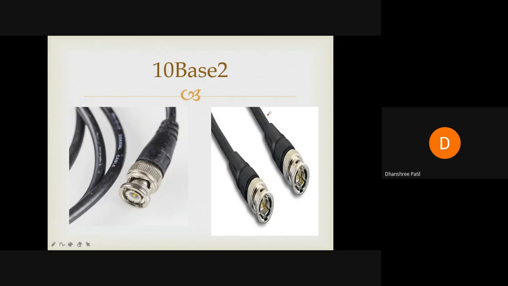And the next one is the 10 base 2. It is called thin ethernet, which is very cheap and easy to install. It also bends easily, but the restriction is what? It can be used for up to 185 meters only, and it can handle only 30 machines. So there is a restriction. This is the 10 base 2 ethernet cable.